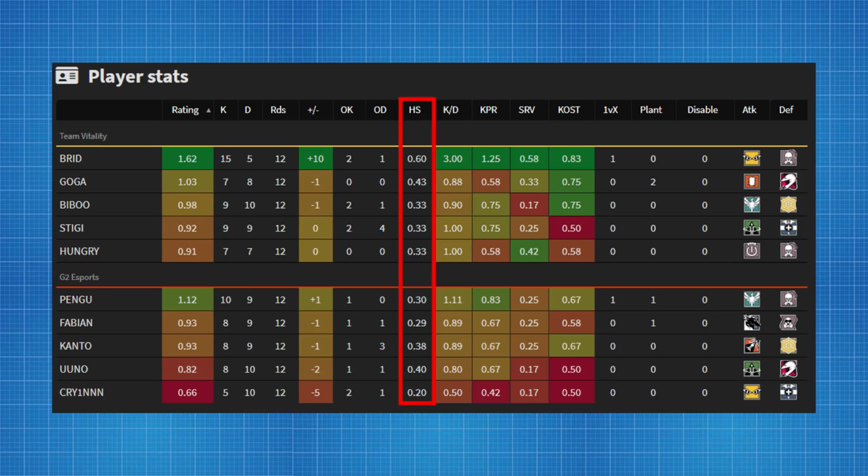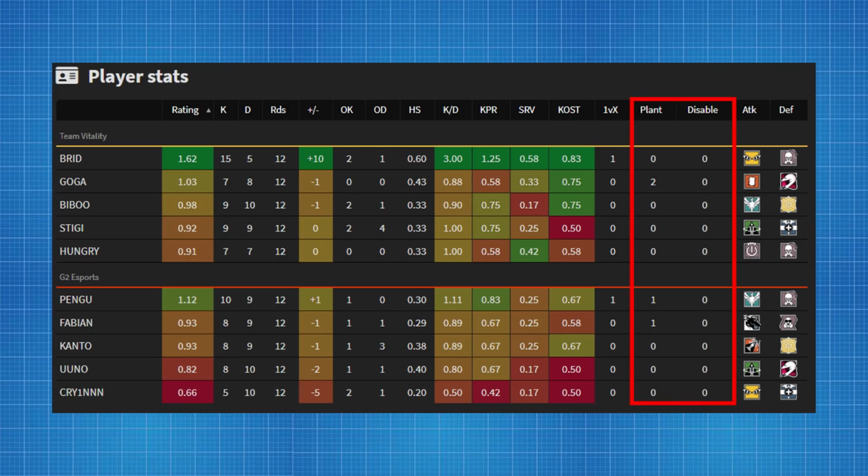HS stands for headshot percentage, KD is kills divided by deaths, KPR is kills per round, SRV is the percentage of rounds that a player survived, and KOST is the percentage of rounds where a player either got a kill, planted or defused a bomb, survived, or got traded after dying. 1vx counts how many 1v2s, 1v3s, and so on were won by a player, and plant and defuse are pretty obvious.